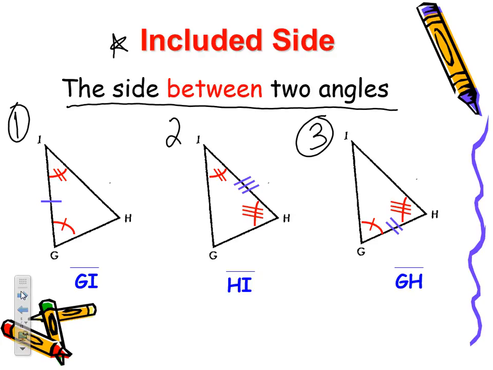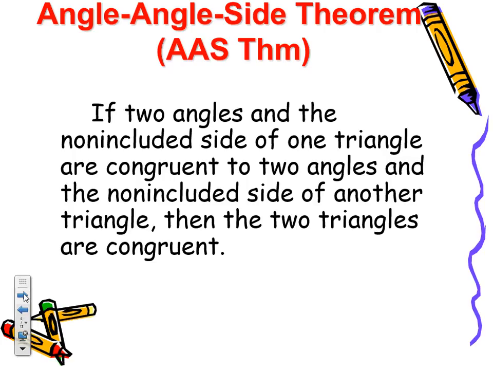Make sure you push pause whenever you need to, okay, sir? Here we go. Angle, angle, side theorem. We need to write this down, please. If two angles and the non-included, okay, if we think about that, non-included means what? Not in between. Side of one triangle are congruent to two angles and the non-included side of another triangle, then the two triangles are congruent.